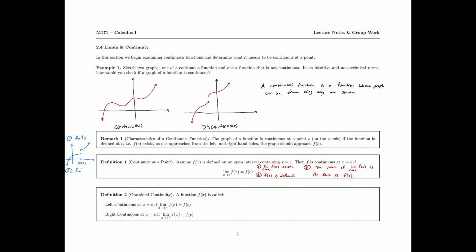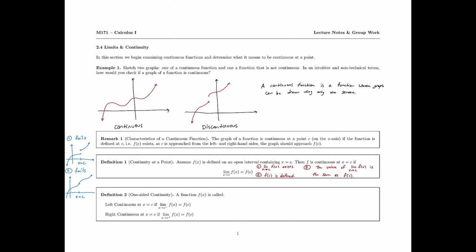So what about condition number 2? What if number 2 fails? What does that look like? Well, if number 2 fails, that means that f of c is undefined. So you could have something like this. Here the limit exists, the left limit exists, the right hand limit exists, and they give the same y value, therefore the limit exists. But there's a little hole there. The function f is defined everywhere except at x equals c. We call that a hole discontinuity.